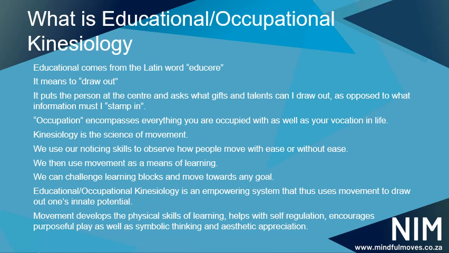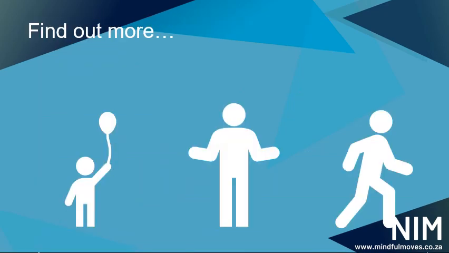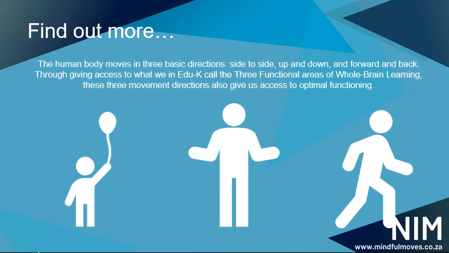Movement develops physical skills, or the physical skills of learning, helps with self-regulation, encourages purposeful play as well as symbolic thinking and aesthetic appreciation. What are some of the things we're going to find out in this course? So the human body moves in 3 basic directions: side to side, up and down, and forwards and backwards. Through giving access to what we in Educate call the 3 functional areas of whole brain learning, these 3 movement directions also give us access to optimal functioning.